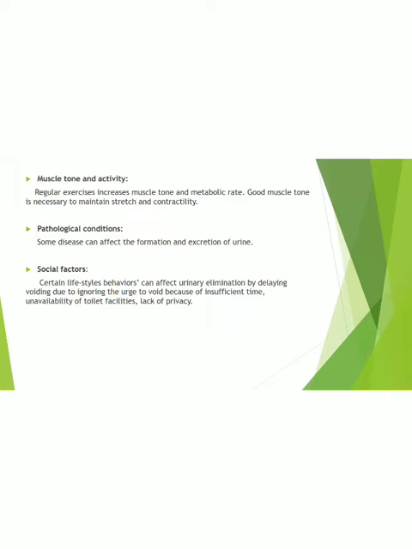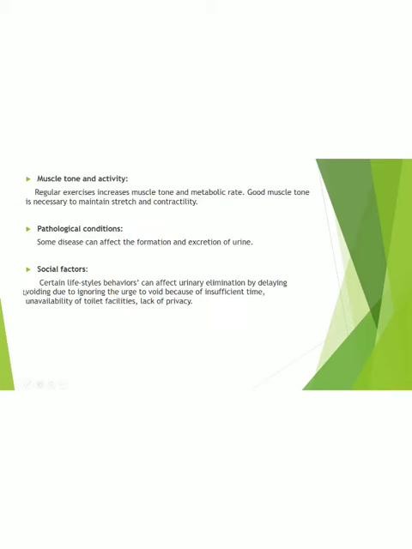Now, pathological condition. Pathology means disease condition. When there is any disease in the person, for example kidney disease, it affects the excretion and formation of urine. Why? Because the kidney is the main part which helps in this elimination. So if there is any kidney disease, or if we have diabetes mellitus, or hypertension, these also are disease conditions which will affect our urinary elimination.